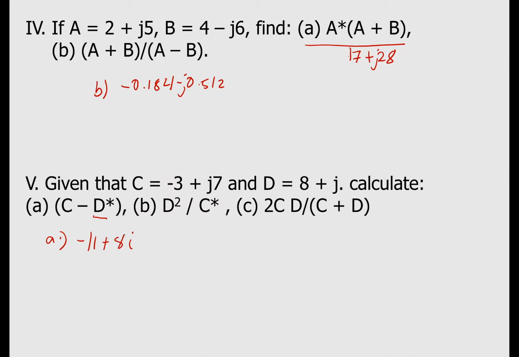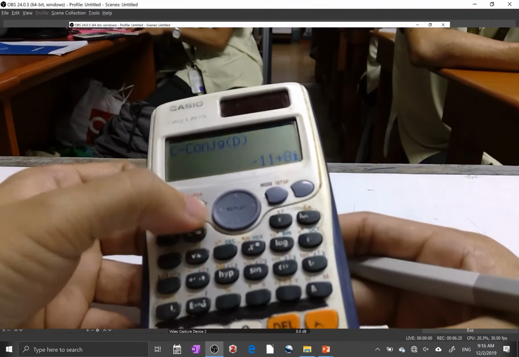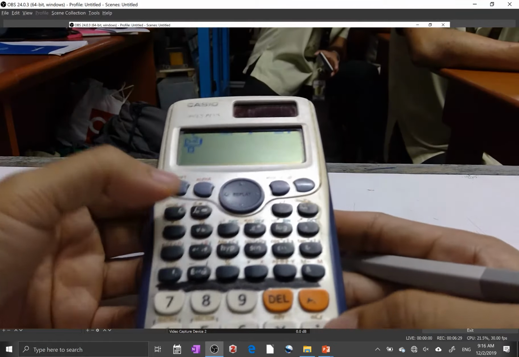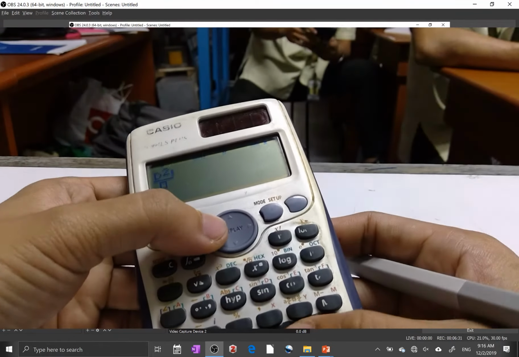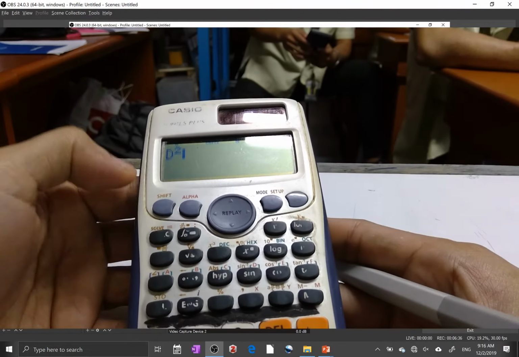And then for B, you have D squared plus conjugate of C. I already stored D and C. So I have alpha D, divided by, now we put the square. We try if we can do the square. Do you think we can square a complex number?